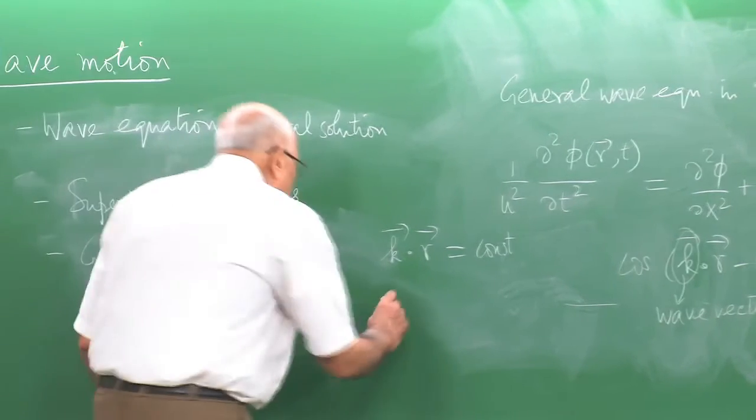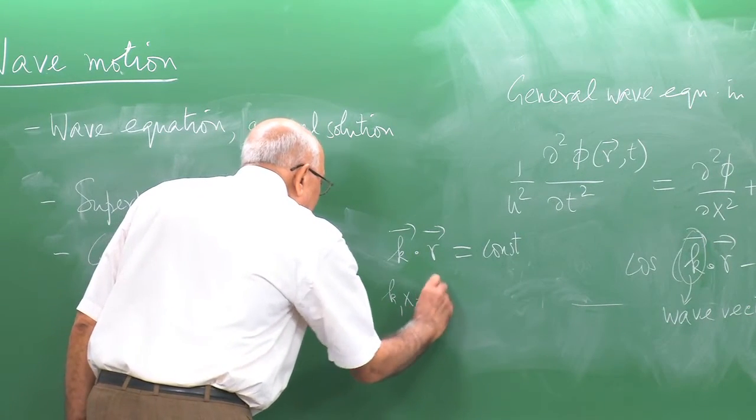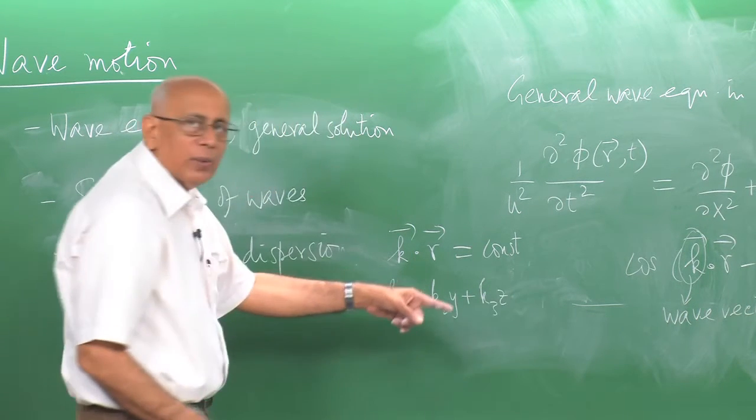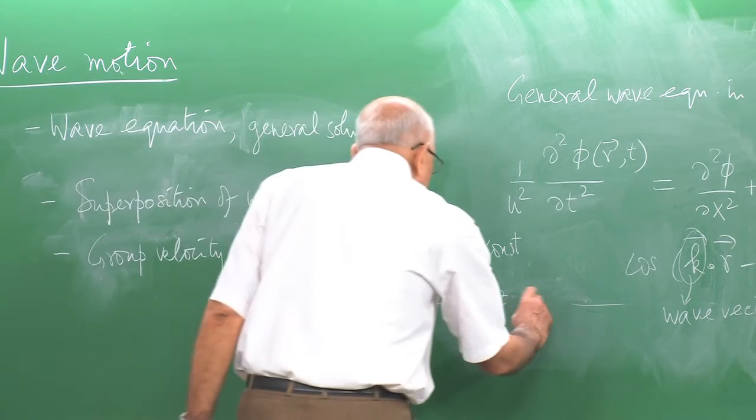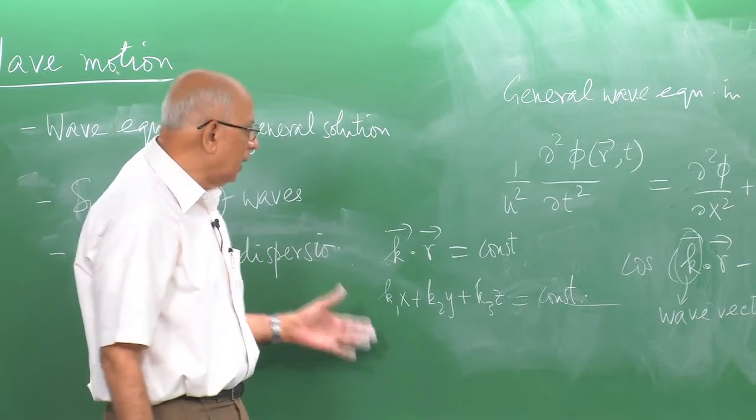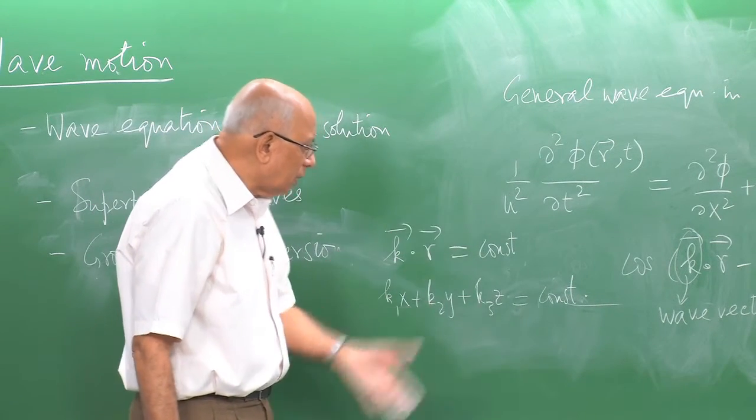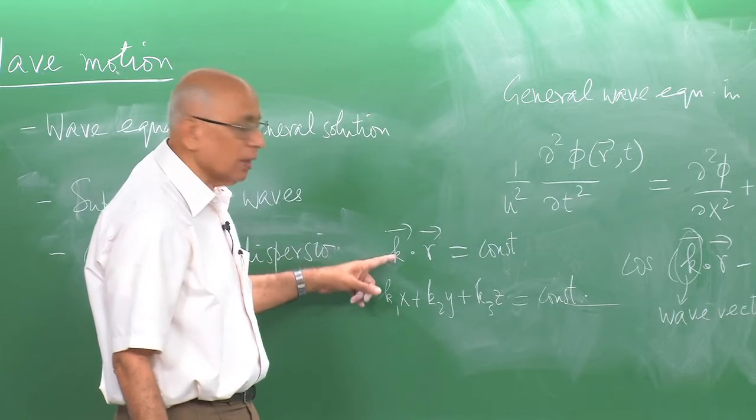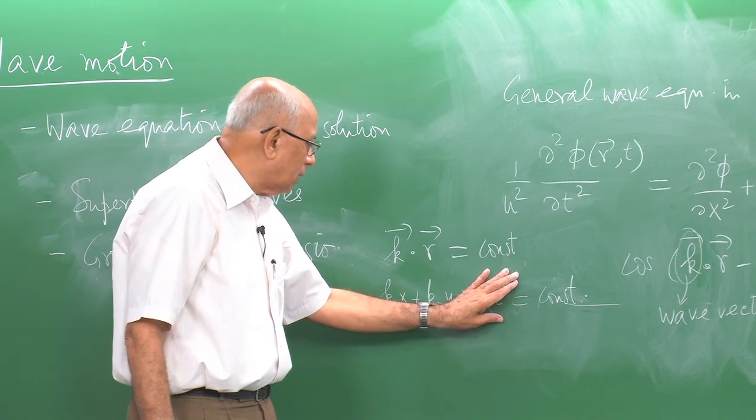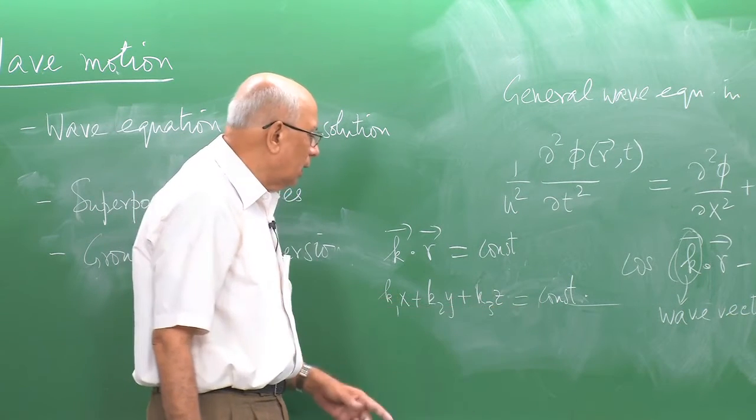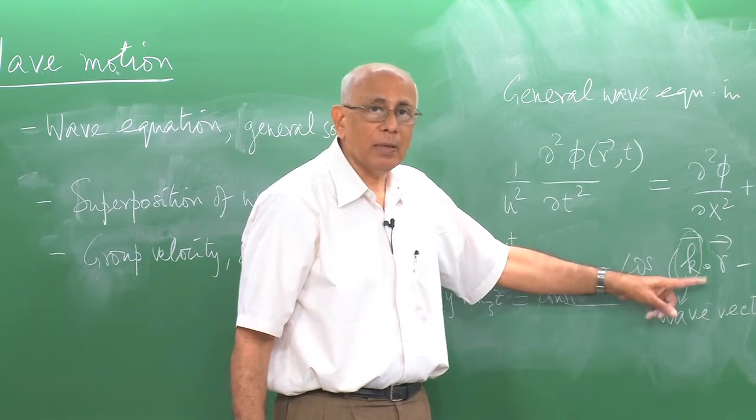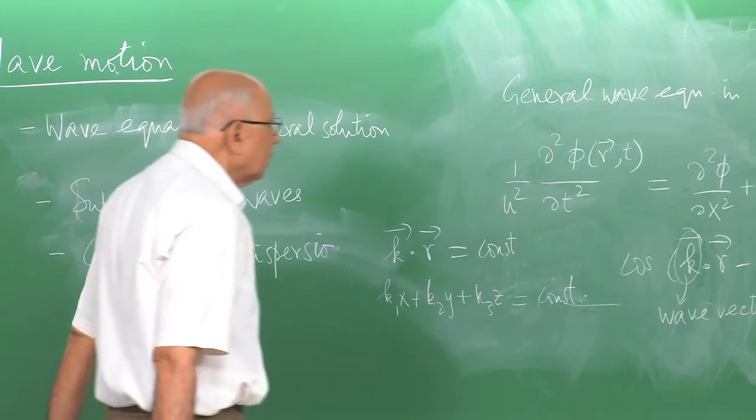Since this stands for k1 times x plus k2 times y plus k3 times z, if k1, k2, k3 are the Cartesian components, this equal to constant is a plane. This is a plane, an infinite plane in some direction, the direction of this vector k here. If you of course had no third dimension here, then it is a straight line, as you can see, and it is a plane in 3 dimensions. So this is called a plane wave. Something like this is called a plane wave when we study 3-dimensional waves.